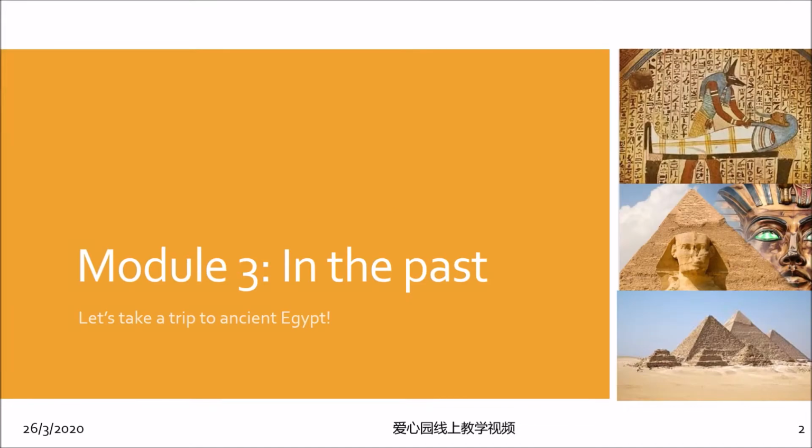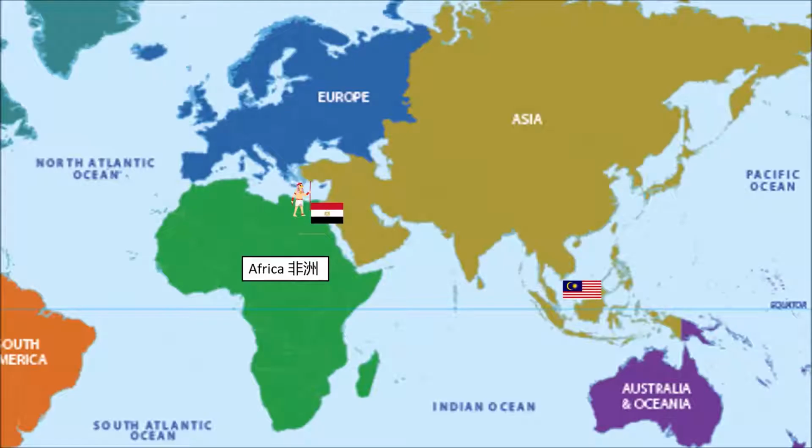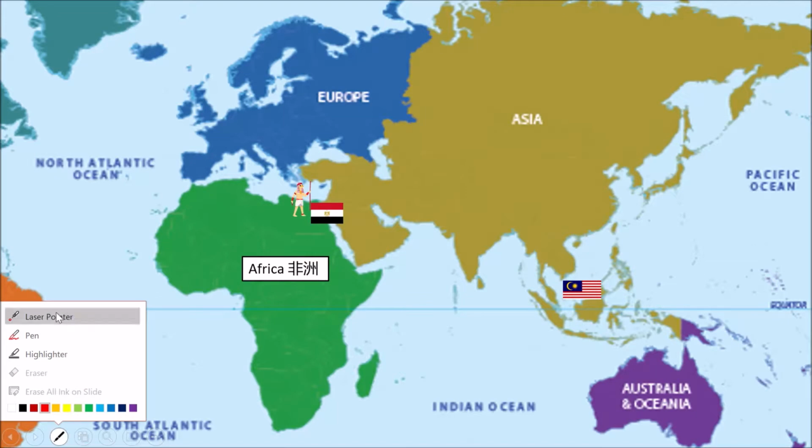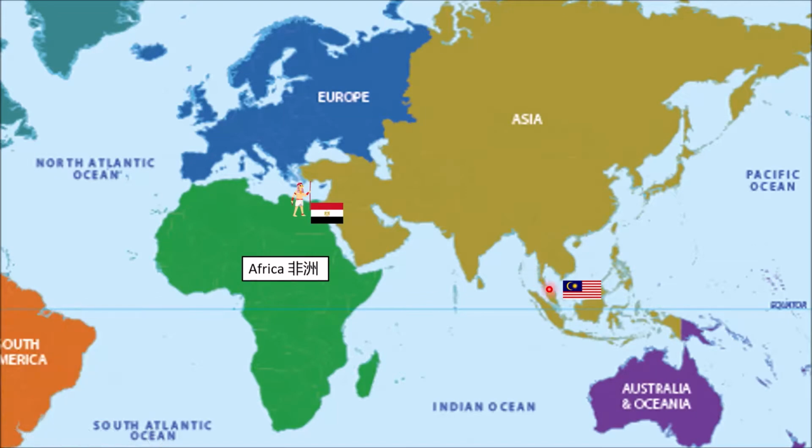Module 3, in the past. Let's take a trip to ancient Egypt. So, we are in Malaysia, right? So we are here. Selangor is somewhere around here. Let's board the airplane and take a trip to Africa because we're going to Egypt.